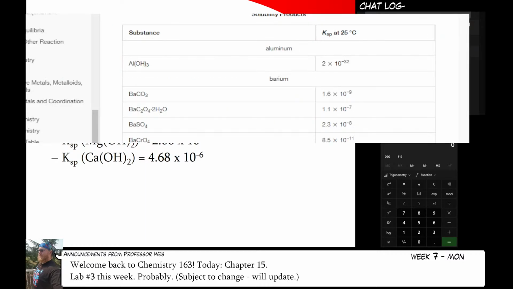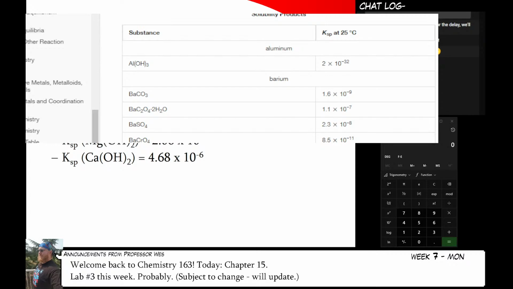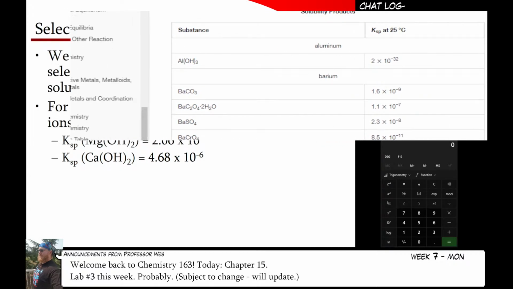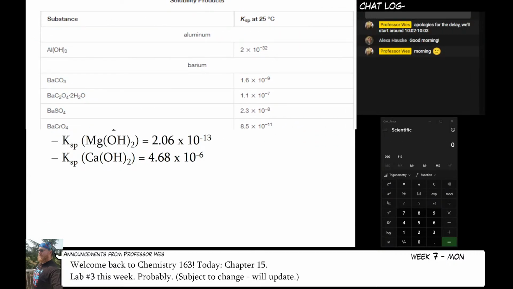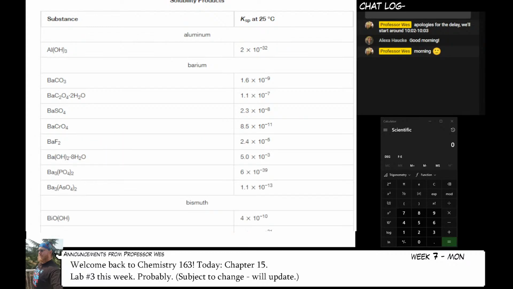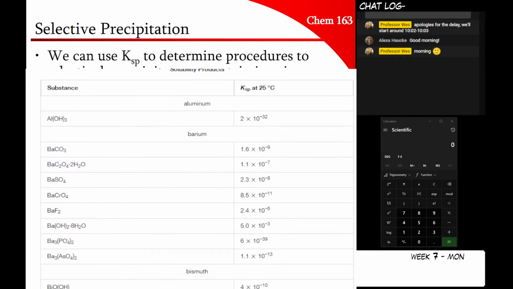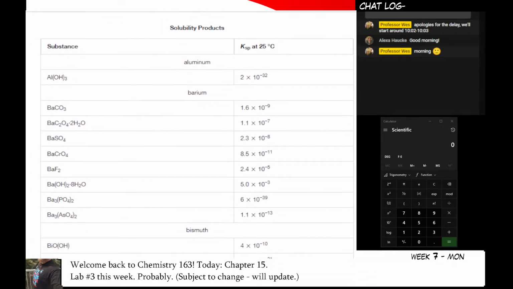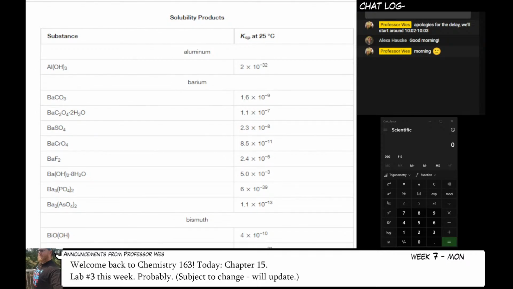So this is just part of the screen here. So table of contents over here on the right, we're just going to get rid of that. But this is what Appendix J looks like. It's just a bunch of solubility product constants. And so what you would do is you would say, okay, I have these two ions. What would precipitate both of them?